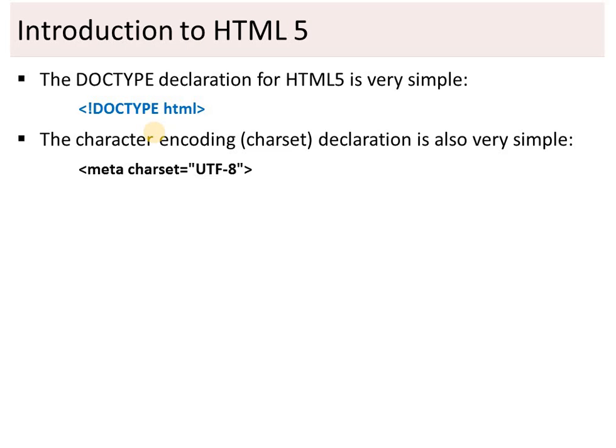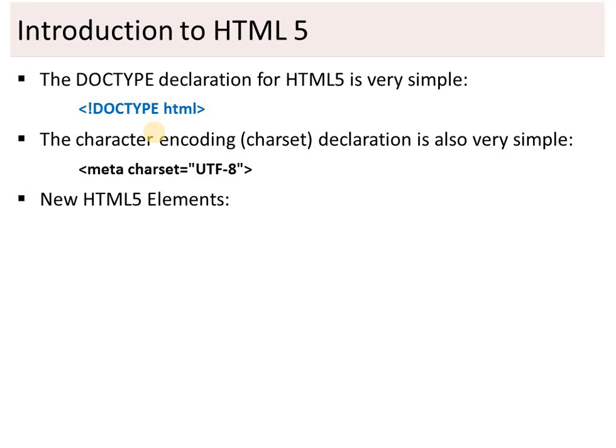Now in HTML5 the meta tag has also been simplified. It uses only one attribute, that is charset UTF-8. However, if you want to use other attributes for the meta tag, you can use them, for example keywords, description, like that.